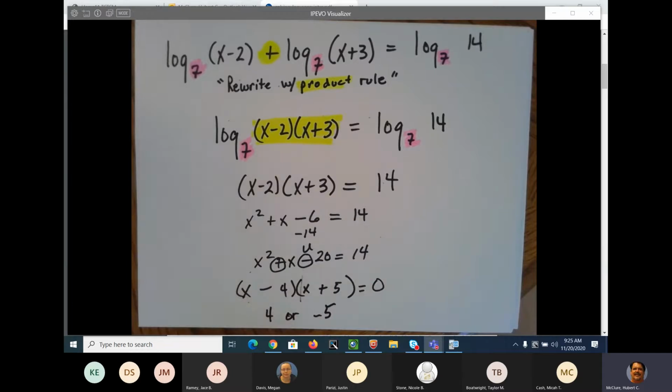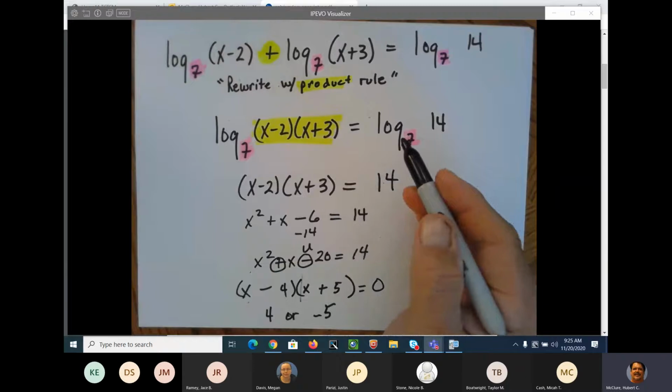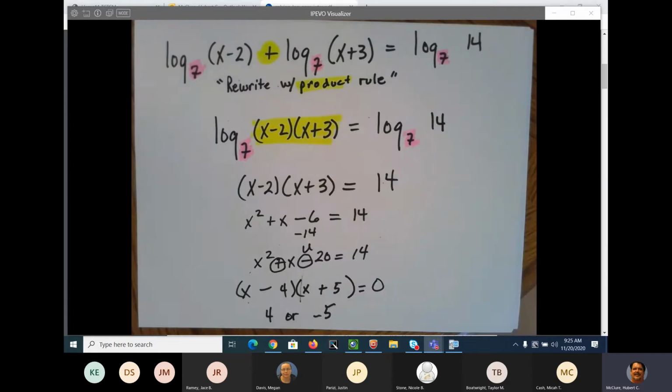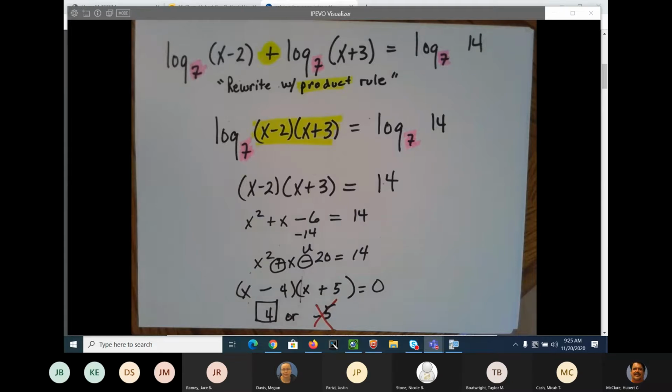Now we've got to check this because this negative right here could blow up the function. Let's see. What is negative 5 minus 2? Boom, it blows up. What is negative 5 plus 3? Boom, it blows up. So what do we do with the negative 5? Put a big X through it because you can't use it. So your answer is 4. So far, these are two good test questions.